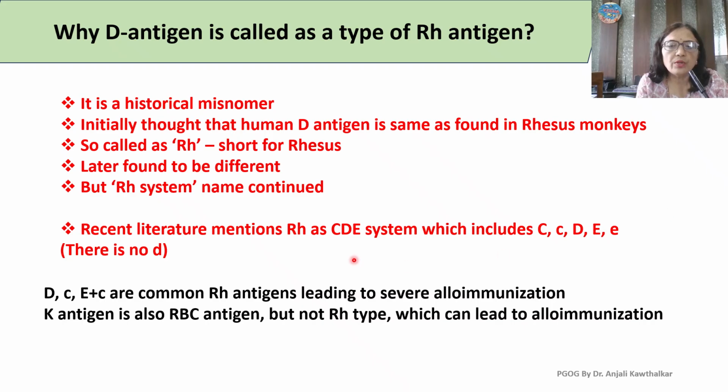So that is what I want you to remember, that out of these, the most common is D, then is small c, not capital C. And if there is a coexistence of E and small c, then E enhances the effect of c, and that is why it is also included as one of the causes which can lead to severe alloimmunization. Whereas K leads to severe alloimmunization, but it doesn't come under the umbrella of this CDE system. It is a separate RBC antigen.